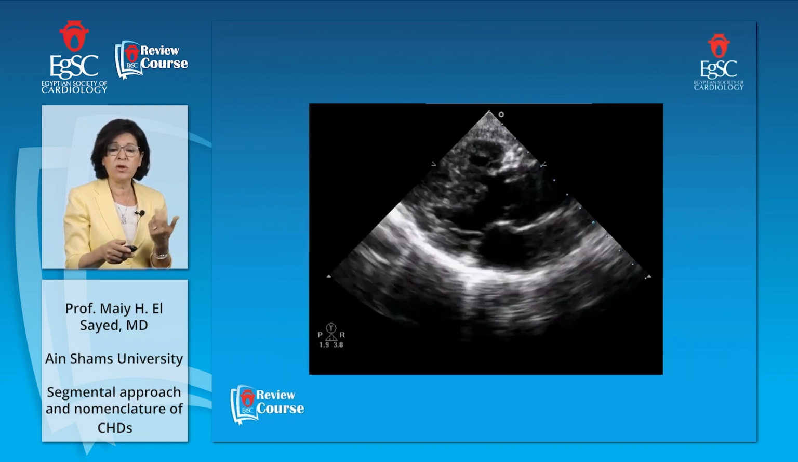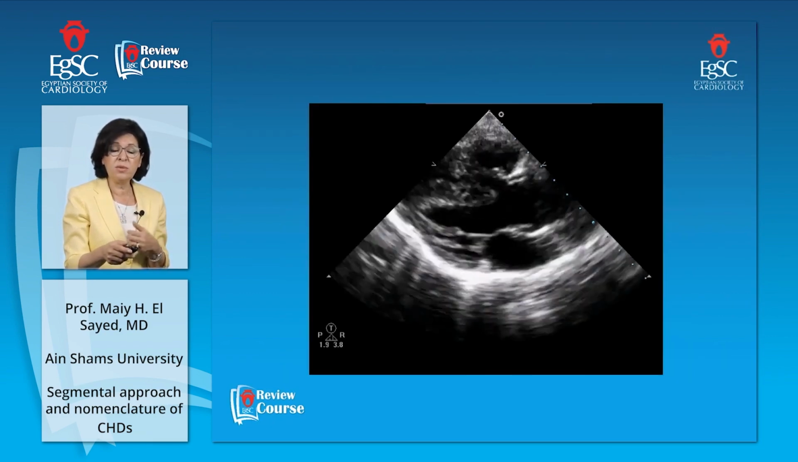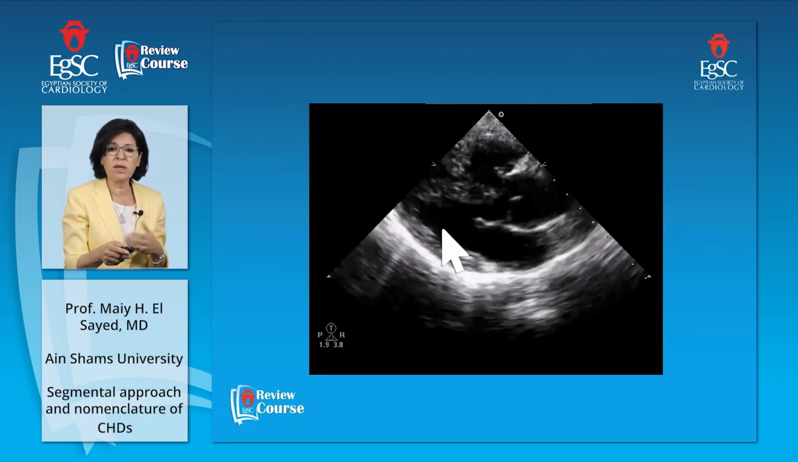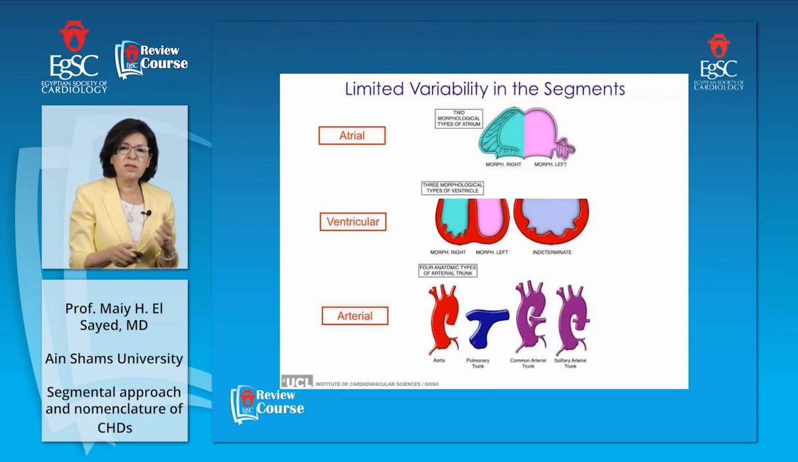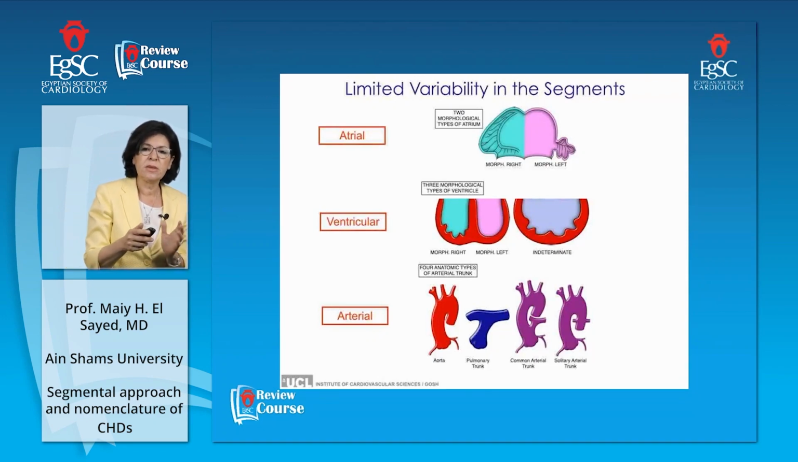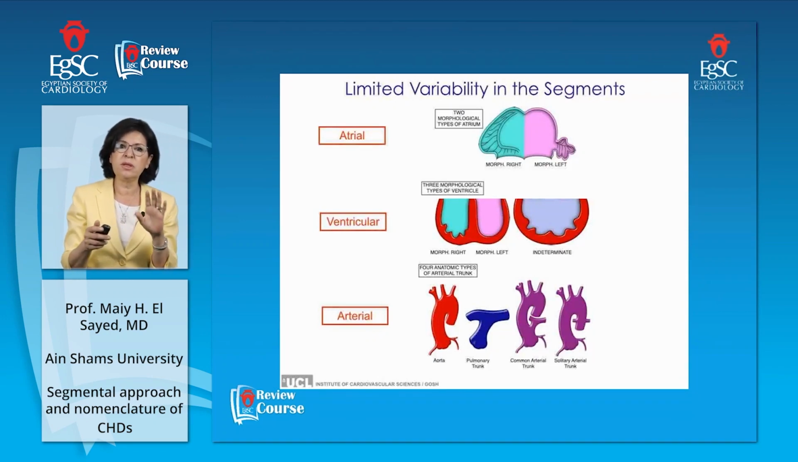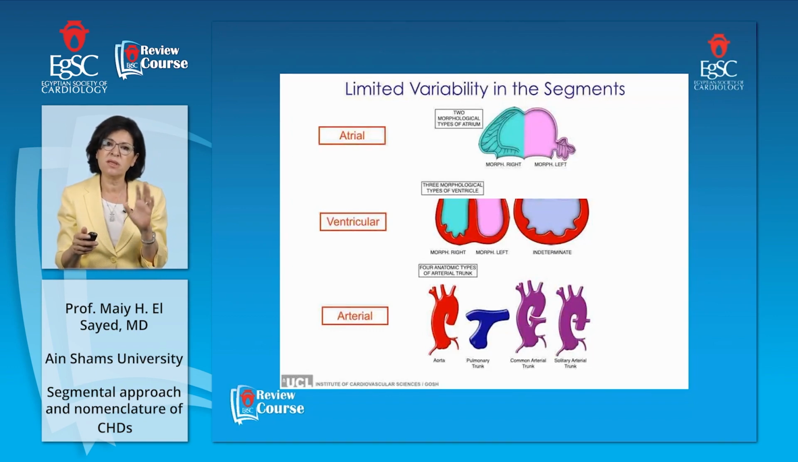So this is an example of an aortic override. It can be an aortic override, it can be a pulmonary override, and again, the 50% rule applies. So let's see what we've done there. I've told you before that this allows limited variability in segments. Does it? Yes. In the atrial, there is limited variability.